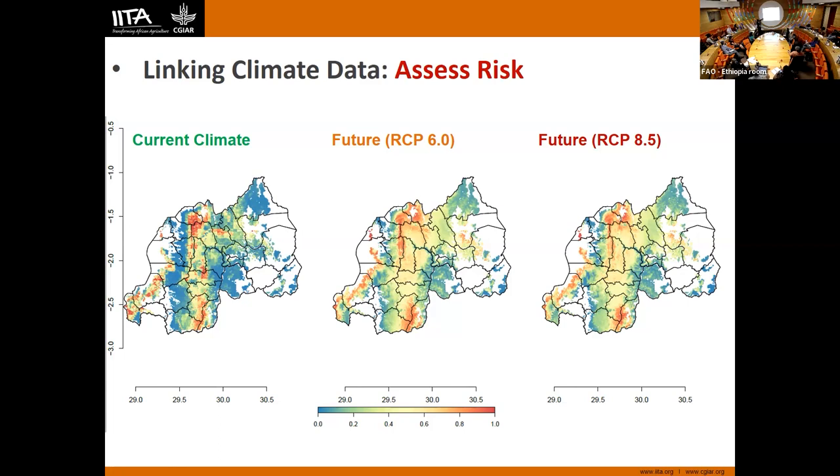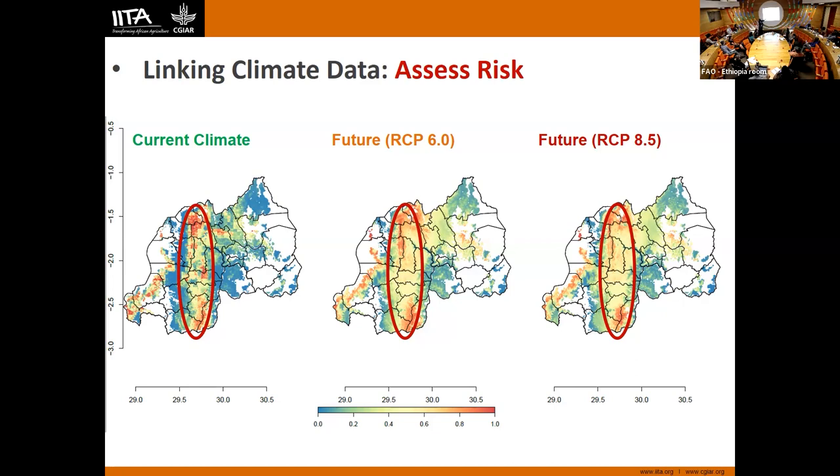So this map shows the risk assessment for the current climate, for the future RCP 6.0, and for 8.5. This map may not tell you much if you're just looking at it visually, but let me redirect your attention. If you look at the middle ridge right here, you'll see that the risk has become less severe, at least less concentrated in some of this part as you move into the future.